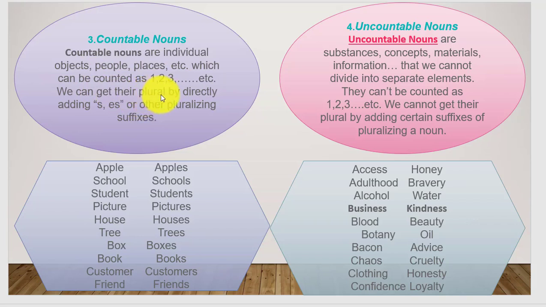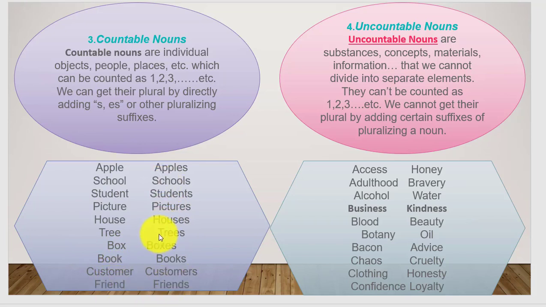We can get their plural by directly adding s or es or other pluralizing suffixes. These are called suffixes. For example, if you add s to apple, apples, so s is a suffix. Es, house, houses, boxes, es is used as a suffix. In the examples given below, you can see that apple, we can get its plural, which is apples, school, schools, student, students, picture, pictures, house, houses, tree, trees, box, boxes, and so on, friend, friends.